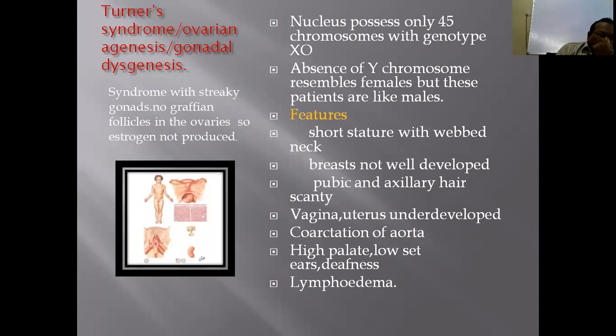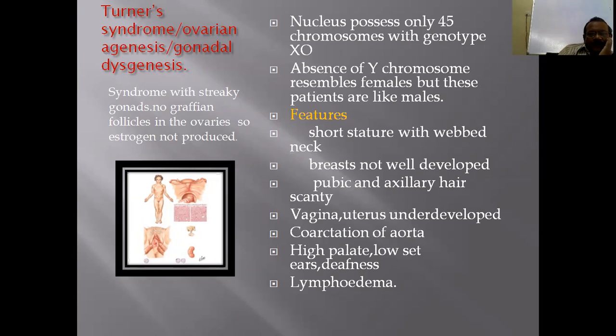Coming to Turner syndrome or ovarian agenesis or gonadal dysgenesis. Syndrome with streak gonads, no graafian follicles in the ovary, so estrogen not produced. In this, nucleus possesses only 45 chromosomes with genotype XO. Absence of Y chromosome resembles females.